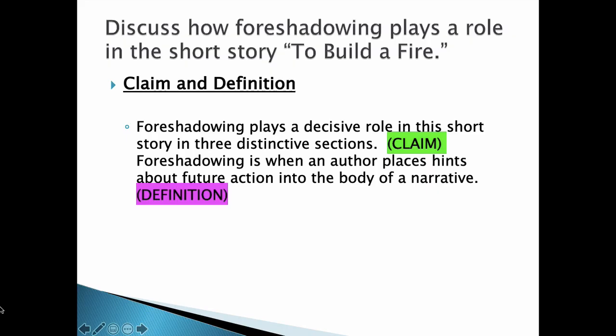Here's an example from a literary topic. Discuss how foreshadowing plays a role in the short story of To Build a Fire. So once you understand the prompt, the first part of your response needs to be to make that claim. If the question is discuss how foreshadowing plays a role, your claim is that foreshadowing plays a decisive role in this short story in 3 distinctive sections.